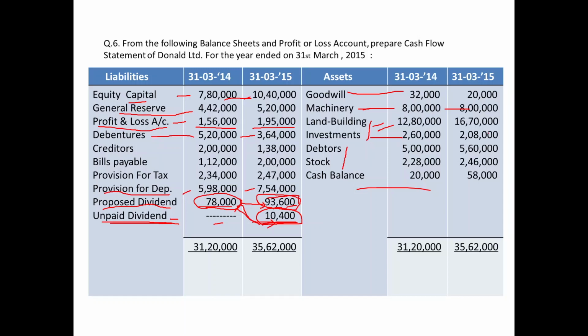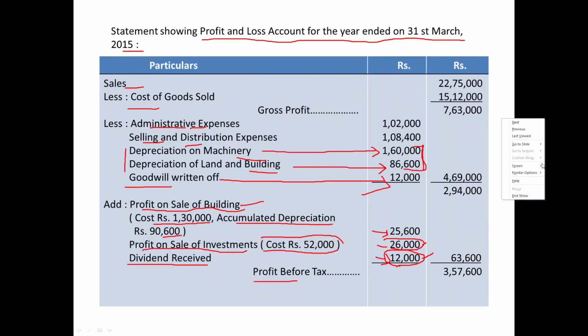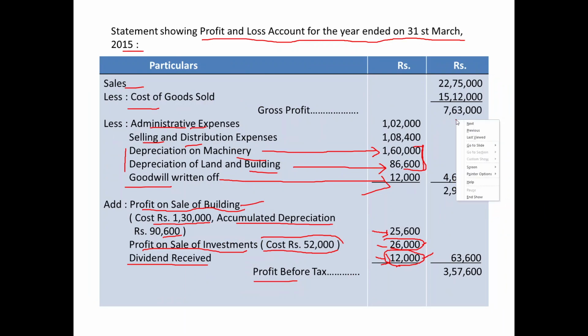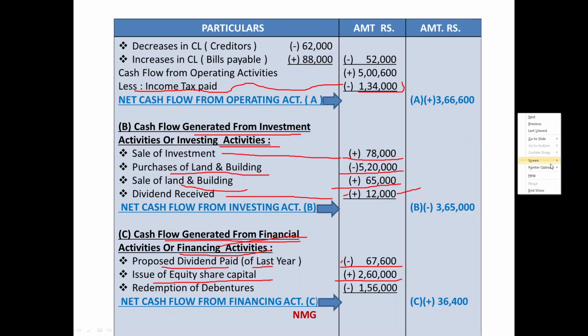Minus 1,56,000 indicates the cash outflow, and under title C, financing activities, redemption of debenture minus 1,56,000. Under financing activities, redemption of debentures minus 1,56,000.